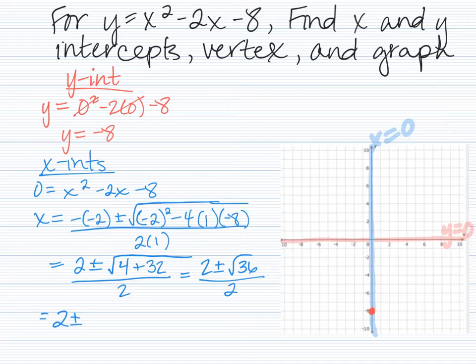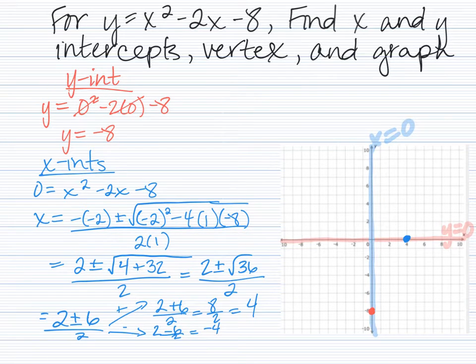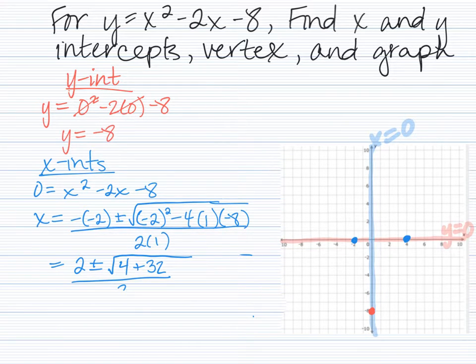equals 2 plus or minus 6, all divided by 2, and that's where I split it. Sorry for the jumble down here. 2 plus 6 divided by 2 is 8 divided by 2, which is 4. So one of my x-intercepts is right here at 4. And the other one is 2 minus 6 divided by 2, negative 4 divided by 2, which is negative 2. So that's my other x-intercept right there. So I'm going to go ahead and erase this stuff. That's my x-intercepts using the quadratic formula, and y-intercept, singular, using a much simpler process.